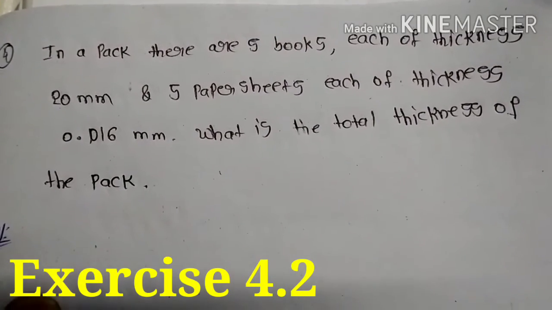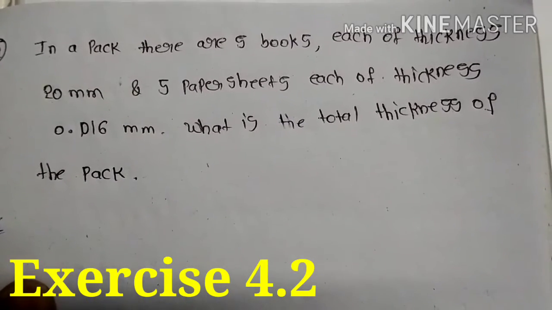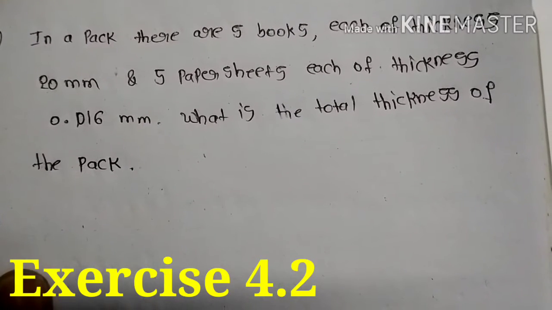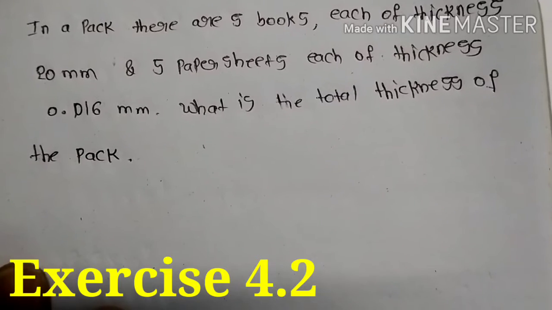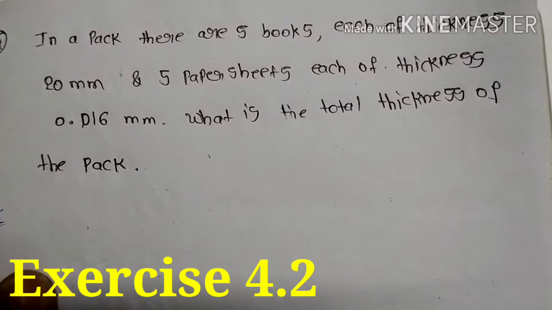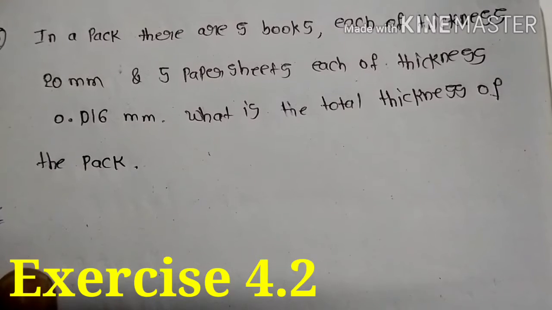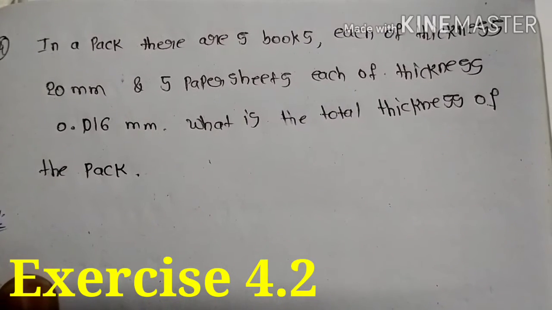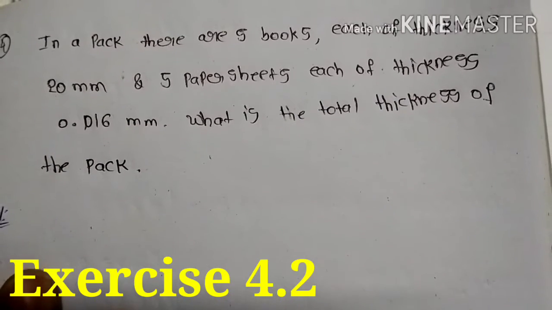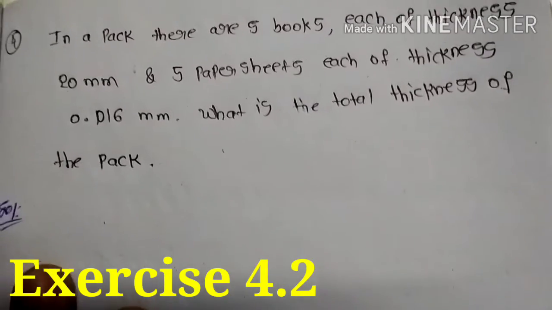In a pack there are 5 books, each of thickness 20 mm and 5 paper sheets, each of thickness 0.016 mm. What is the total thickness of the pack? Once you observe here, in the pack there are 5 books and 5 paper sheets. Each book's thickness is how much? 20 mm. Each paper sheet's thickness is how much? 0.016 mm. So we need to find the total thickness of the pack.